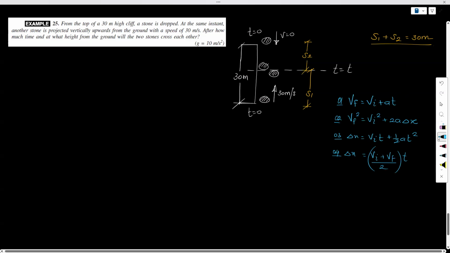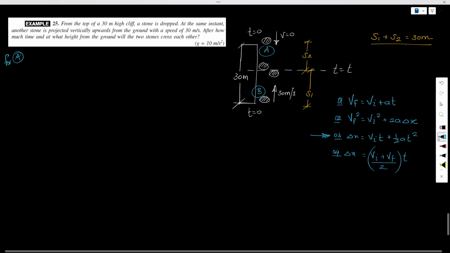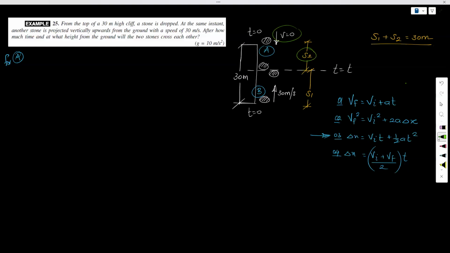In this case, let's call this object A and this object B. For object A, I'm going to use this equation because we have to incorporate the displacement, the initial velocity, and somehow the time as well, so that we can do the same for B, add those two equations, and make that equal to 30 so that we can find the time.